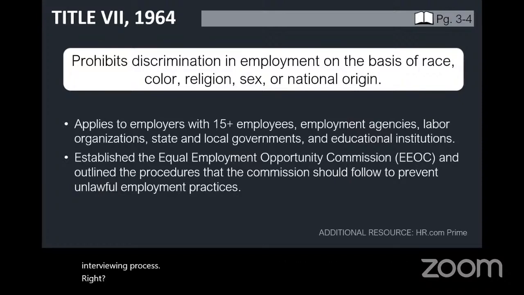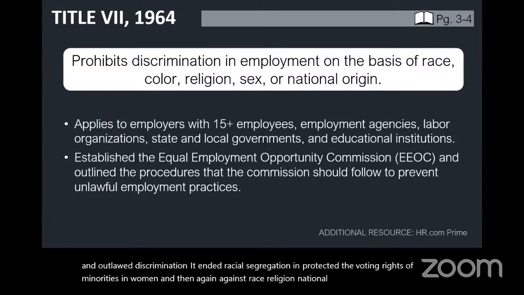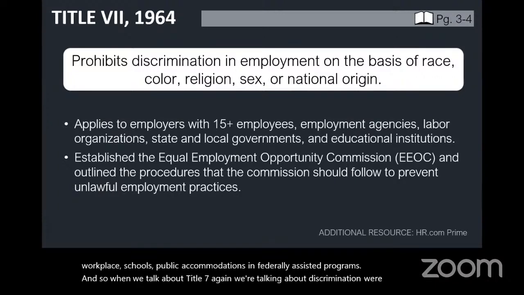So some of the key takeaways that I want you to take away from Title VII is that this law outlawed discrimination. It ended racial segregation and protected the voting rights of minorities and women. And then again, against race, religion, national origin, and gender in the workplace, schools, public accommodations, and federally assisted programs. So when we talk about Title VII, we're talking about discrimination, and we're talking about equal employment.